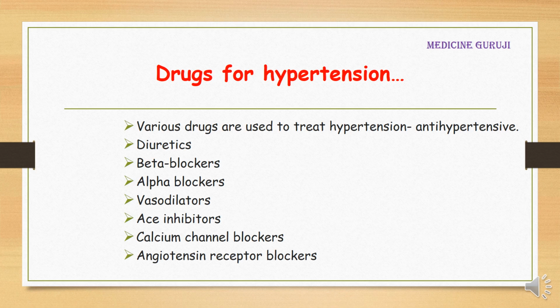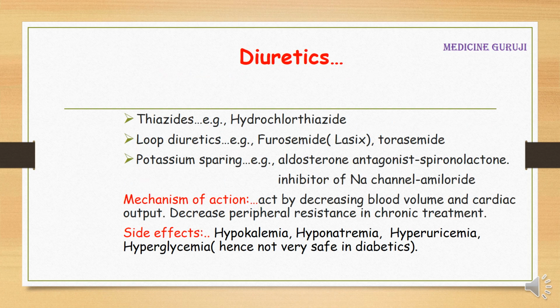Drugs for hypertension. As we all know, there are various drugs that are used to treat hypertension. We all know by the famous name antihypertensives. These are classified as diuretics, beta blockers, alpha blockers, vasodilators, ACE inhibitors, calcium channel blockers, and angiotensin receptor blockers. Now we will see each drug one by one.